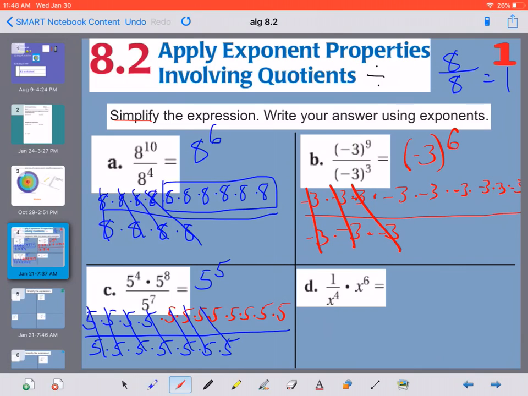Now this one, if we were to put a 1 under here, that's just saying 1 times x to the 6th, which is just x to the 6th, over x to the 4th times 1, which is just x to the 4th. So if we were subtracting these, x to the 6th minus x to the 4th, we get x squared, or x to the 2nd power.